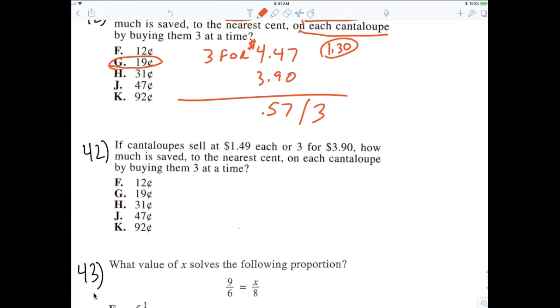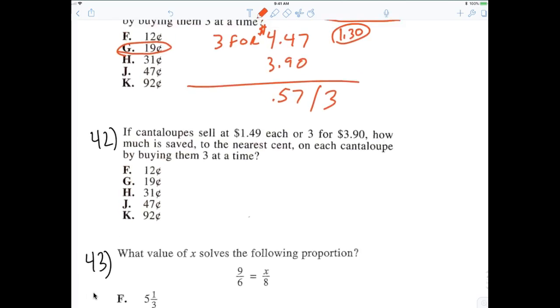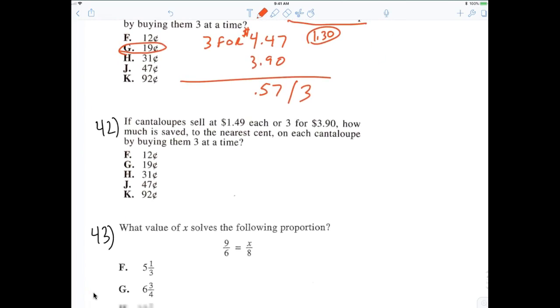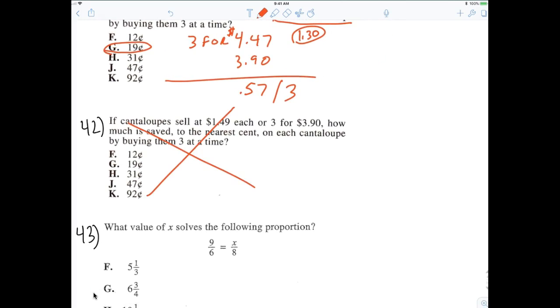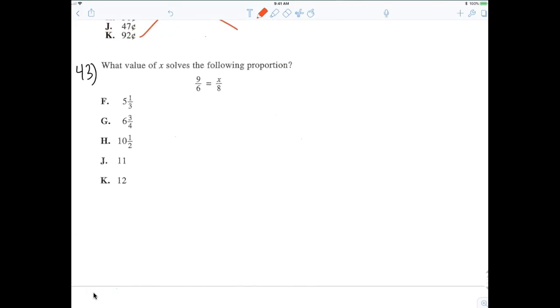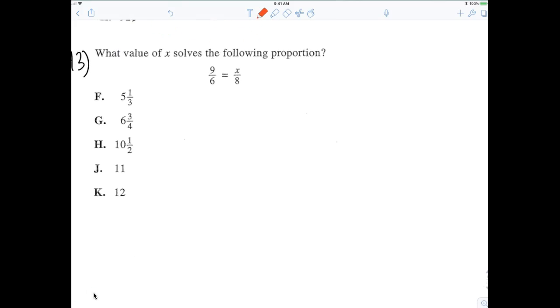Very good. Uh-oh. 42 is the same. I must have duplicated it. Yeah, sorry about that. Good, I got the same answer on both. All right, 43. When you solve this proportion, it just came out to be what? 12. You would say 6x equals 72, so x equals 12. All right.